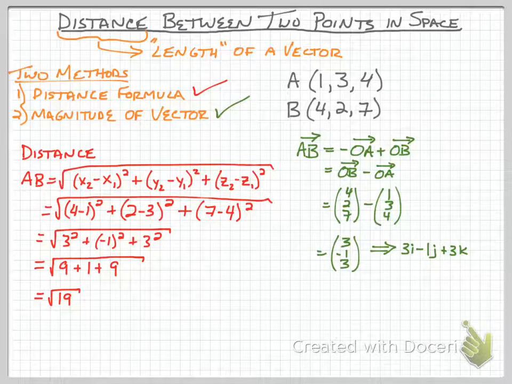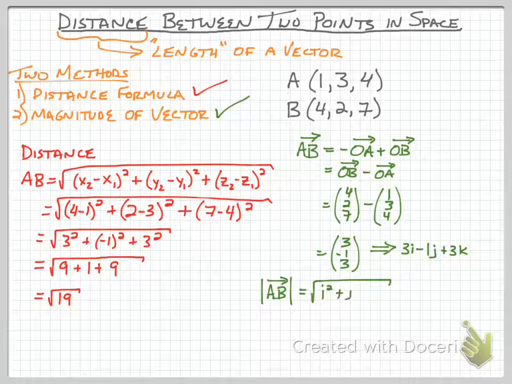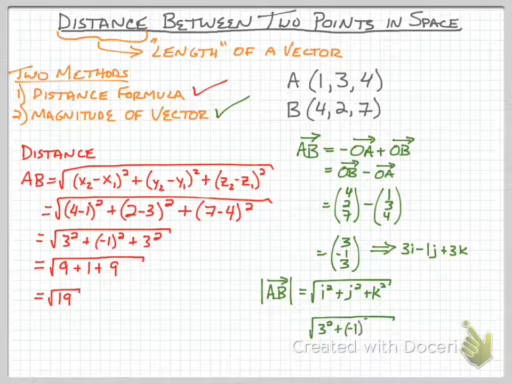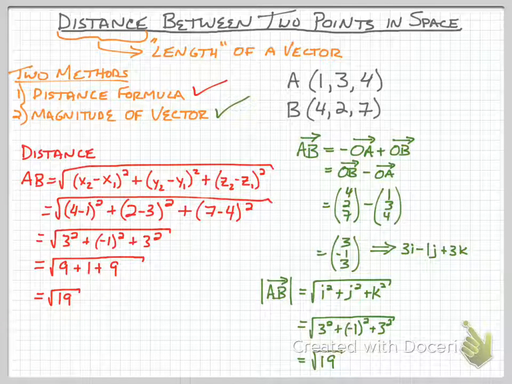You may already notice that these are the same values that we had in our distance formula. So when we find the magnitude, all we're doing is finding the magnitude of our i, j, and k, or our x, y, and z. We plug in those values, 3 squared plus negative 1 squared plus 3 squared, and that's going to equal, just like before, the square root of 19. So those are two ways that you can quickly find the distance between 2 points in space, or the length of a vector, because we did create a vector for the second example there.